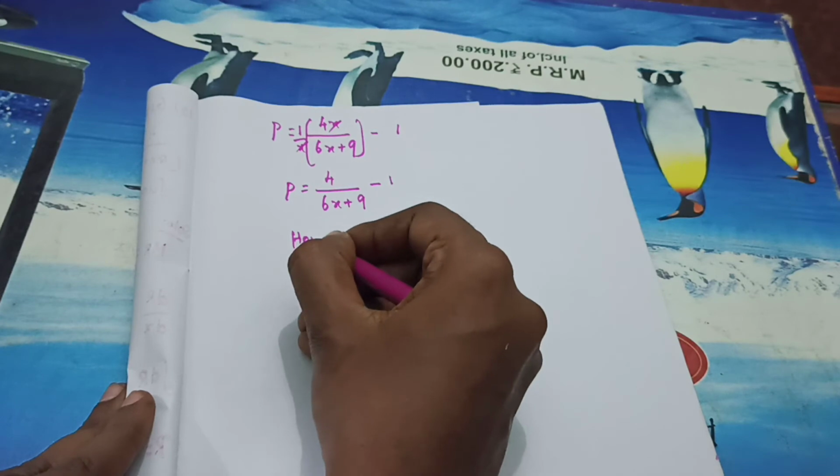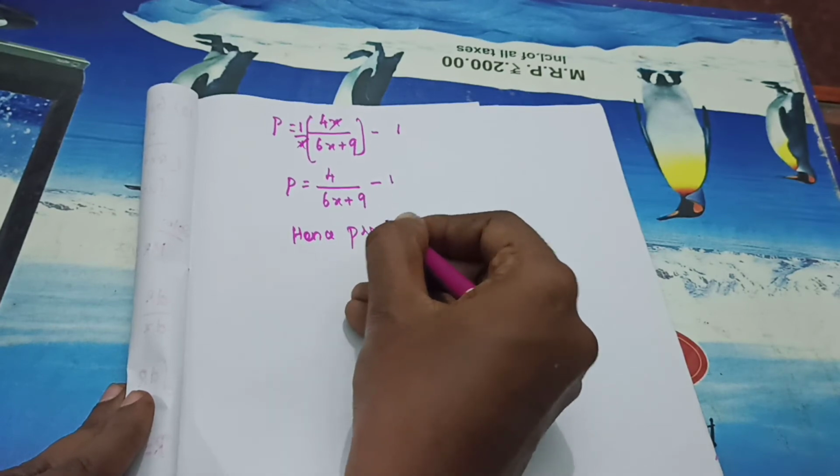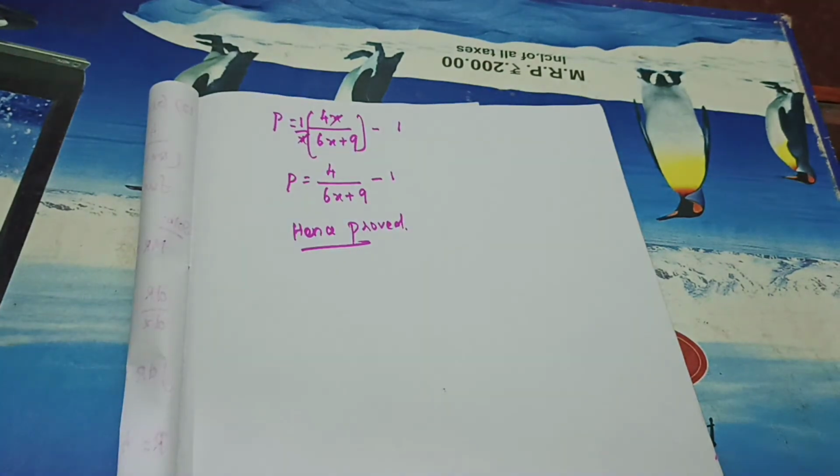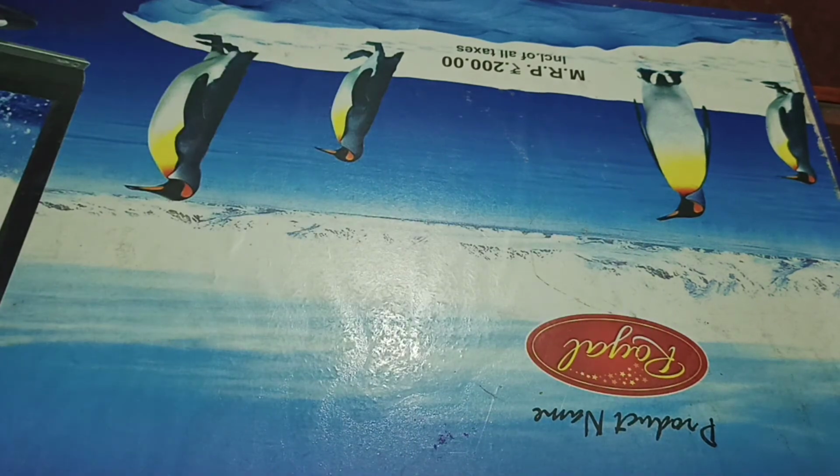This only you need to prove. See the question? This only you need to prove. Understand? Okay. So listen to the question. P is equal to 4 by 6x plus 9 minus 1. This only you need to prove. So I am going to repeat it again. Listen here.